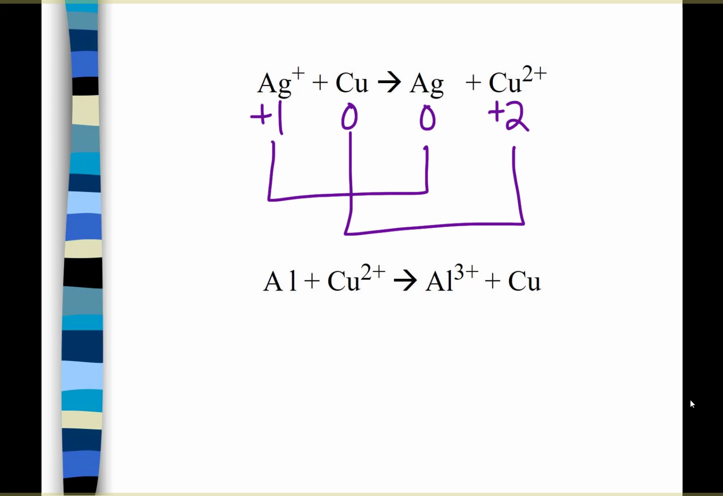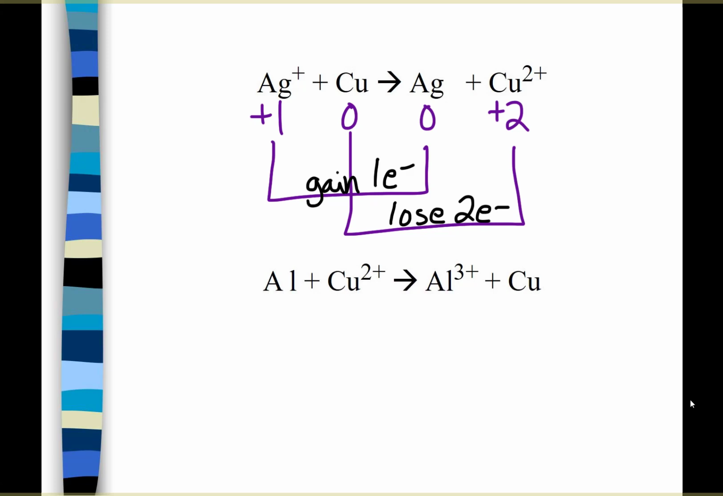So my silver is going to go from a +1 to a 0. It's going to be gaining. My number goes down. And it's specifically going to be gaining 1 electron. So that means this copper must be losing electrons. And I see that it's going to lose 2 electrons. So you cannot gain 1 electron and lose 2 electrons. You need to have them match.